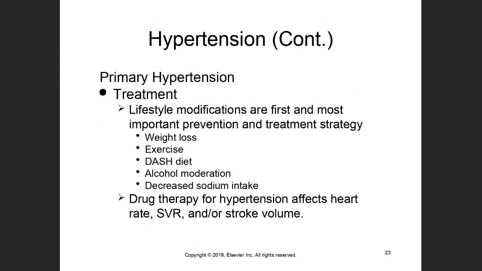For primary hypertension treatment, the first thing that you have to do is always weight loss. The patient has to reduce weight by 10%, okay? Then the second one is the DASH diet. Then you have exercise. Then you have alcohol. You have to stop alcohol and stop smoking, and also decrease sodium intake.